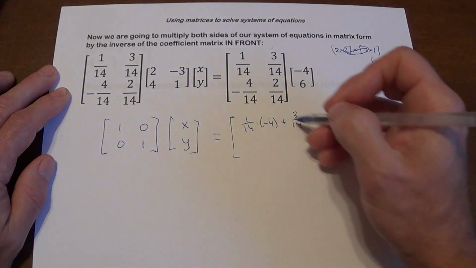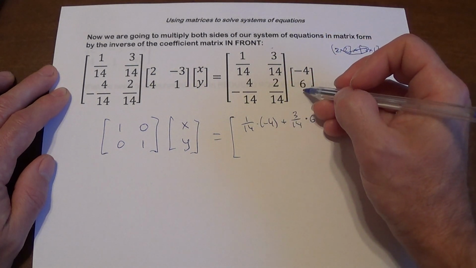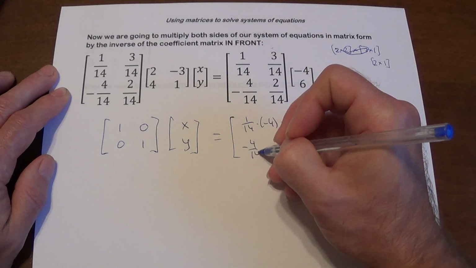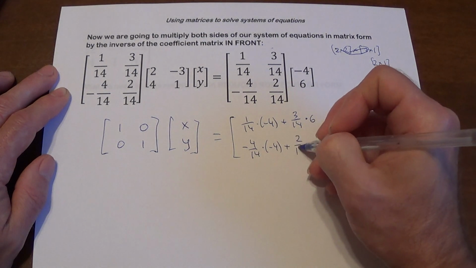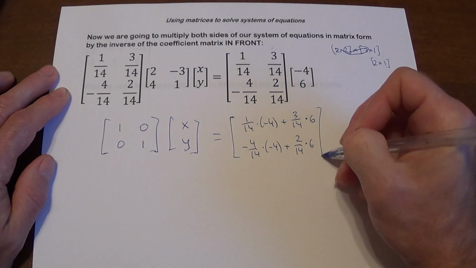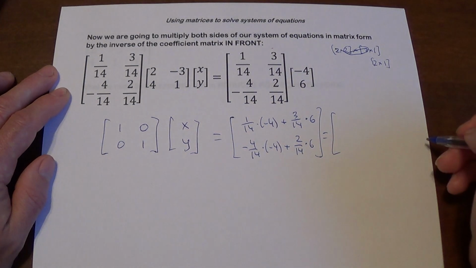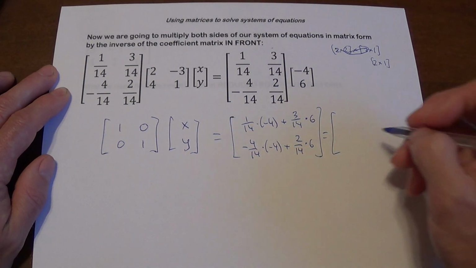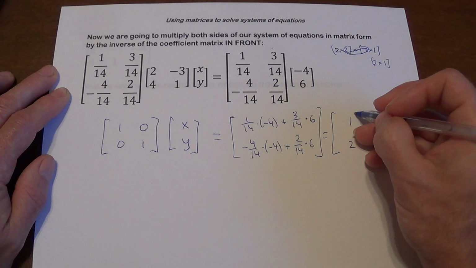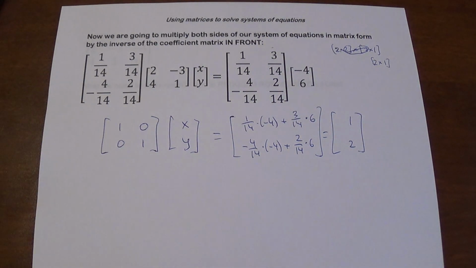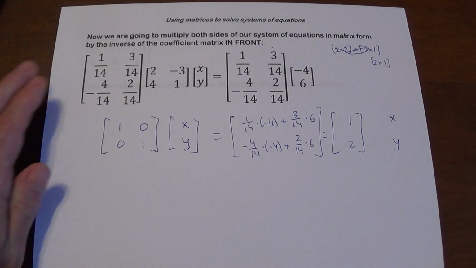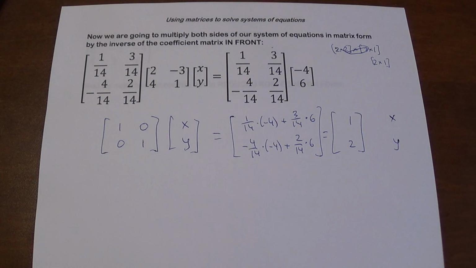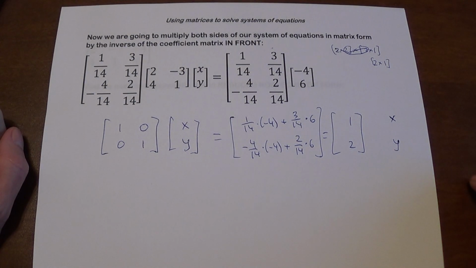And for the second row, we multiply the bottom row by the same column here, -4 over 14 times -4, plus 2 over 14 times 6. Do the math. If you do the math here, you are going to get 1 on top, 2 on the bottom. You can check this. That's exactly what we're going to get, which is exactly what our values of x and y are. So that's one way of doing that.